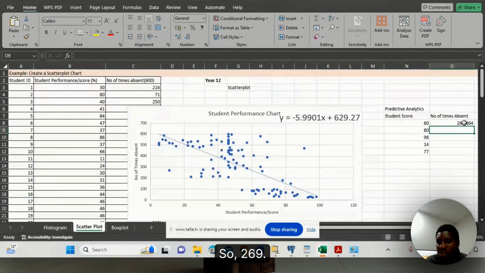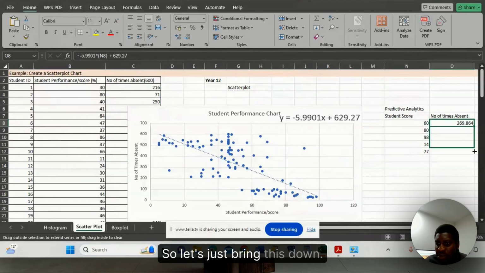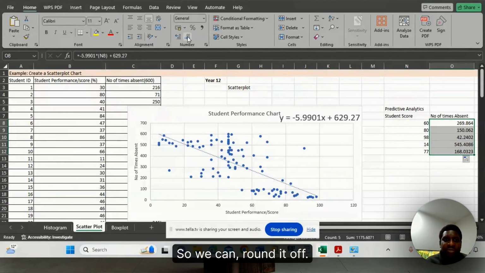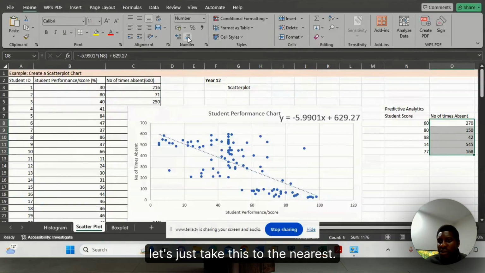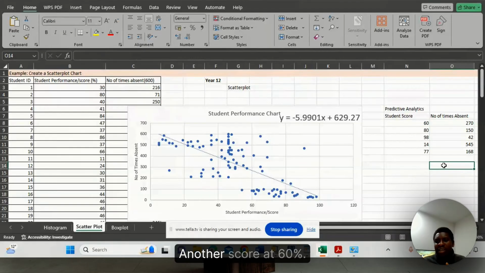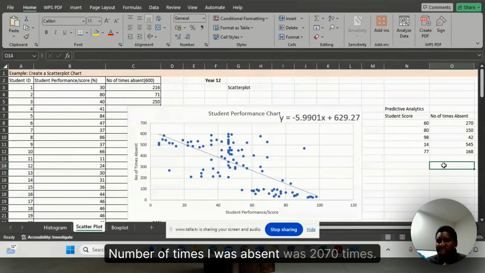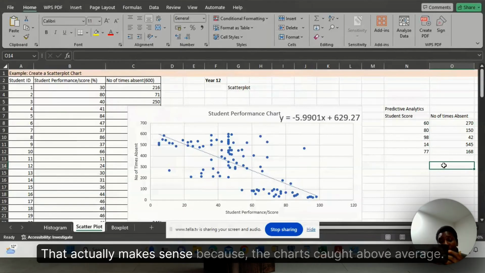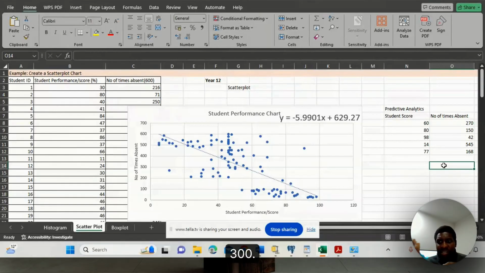So 269. Let's just bring this down, and we can round it off to the nearest whole number. So we can see here that the student that had 60%, the number of times absent was 270 times. And you can see that it makes sense, because the child scored above average, so if it was above 600, it's 300.